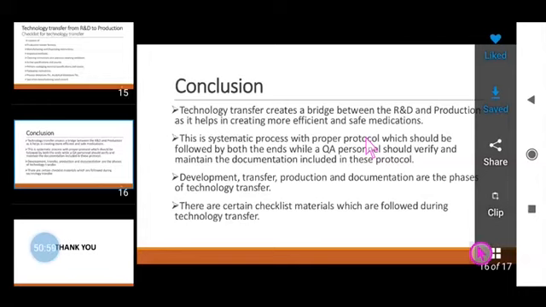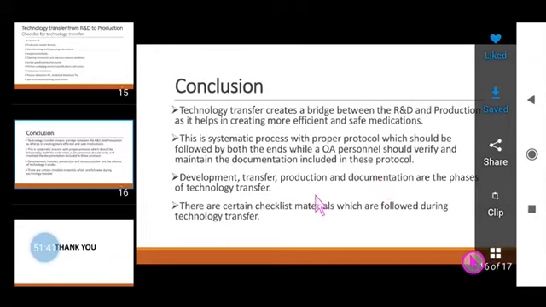So let us see the conclusion. Technology transfer creates a bridge between the R&D and production, as it helps in creating more efficient and safe medications. This is the ultimate objective, to have the successful technology transfer from R&D to production in order to create efficient and safe medications. Then this is a systematic process with proper protocol which should be followed by both the ends, while a QA personnel should verify and maintain the documentation included in this protocol.